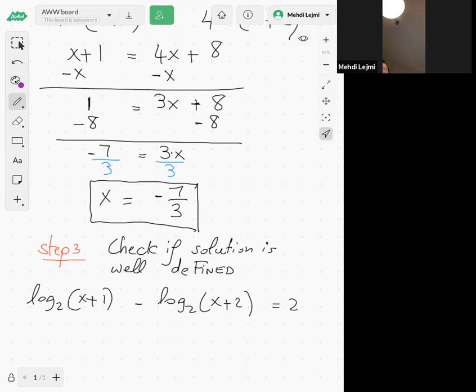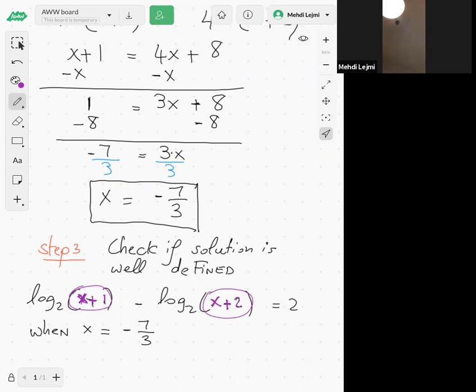So what's inside the logs? Inside one log, I have x plus 1, and inside the other log, I have x plus 2. When x is equal to my solution, which is -7/3, I have to make sure that these two terms, x plus 1 and x plus 2, are positive.